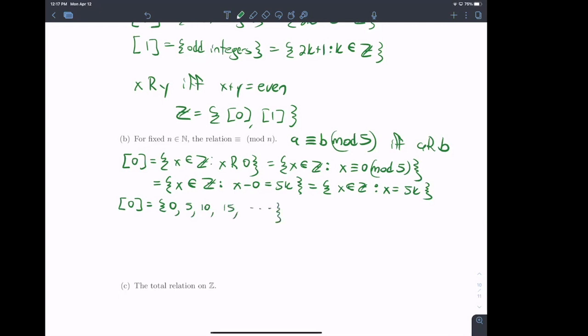So we could write that as 0, 5, 10, 15, and so on. And we're also including all of the integers, so these could be negative things as well. So this is kind of plus or minus, since all of those numbers are divisible by 5. In other words, we could write that as the set of all things that are multiples of 5.